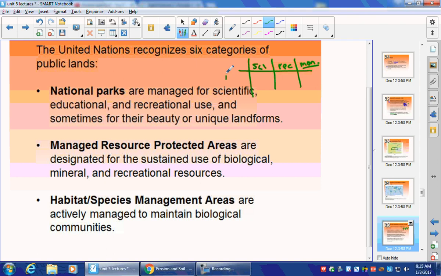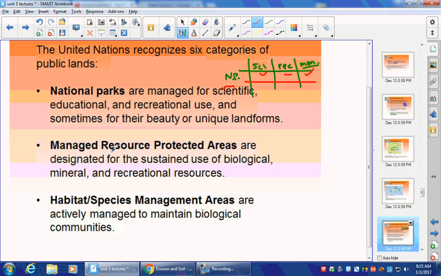So what I would do is I'd put like natural parks. I'd put MRPA, or managed resource protected areas. And what I would do is I would go just through and check off like which ones they have, just to kind of help categorize. So you can eliminate things that are specific to only one of these, right?